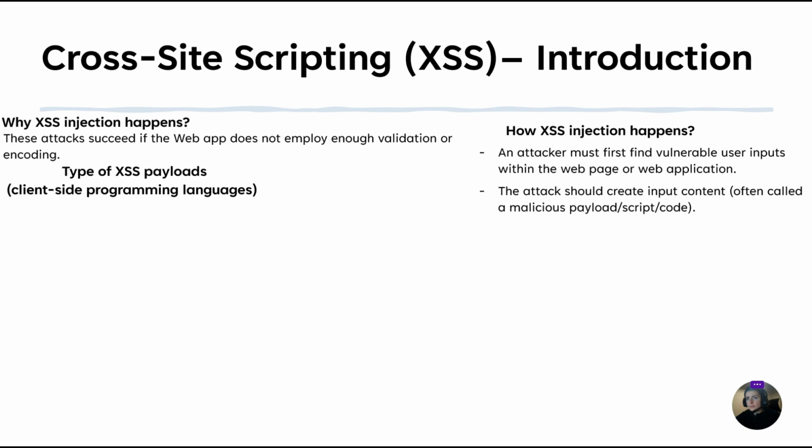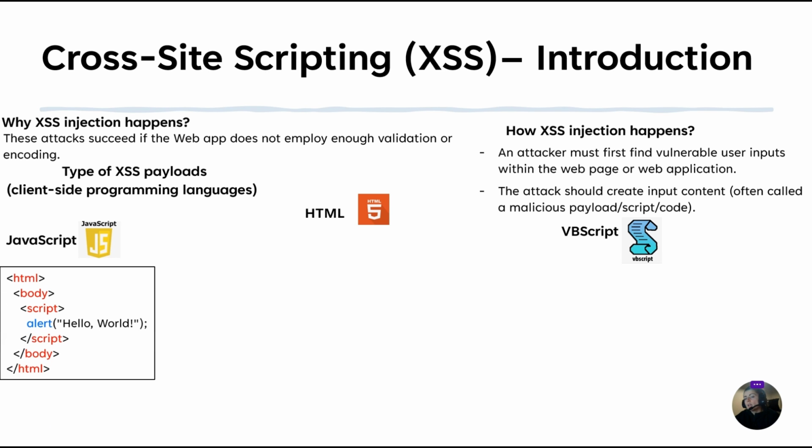Types of XSS payloads or the client-side programming languages. As we said, this is a client-side vulnerability as it's using client-side programming languages. In this case, JavaScript is probably the most common one. We have HTML, we have VBA scripts. These are just examples.